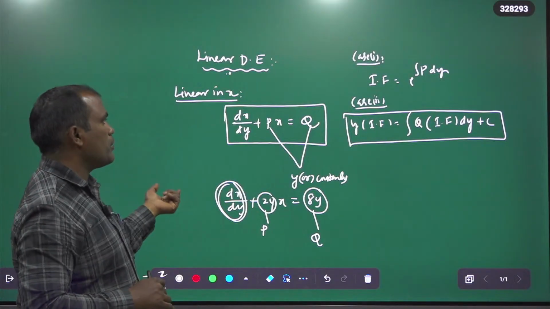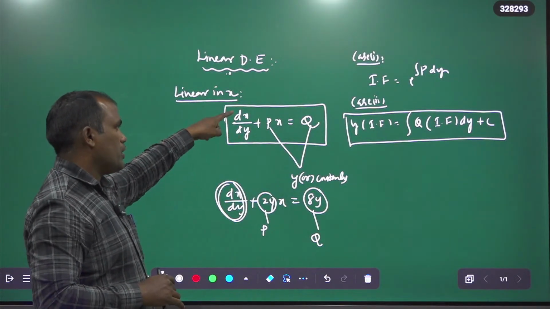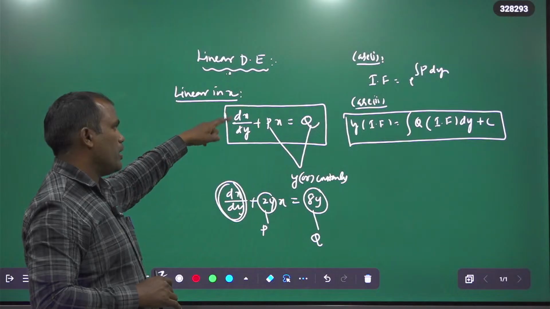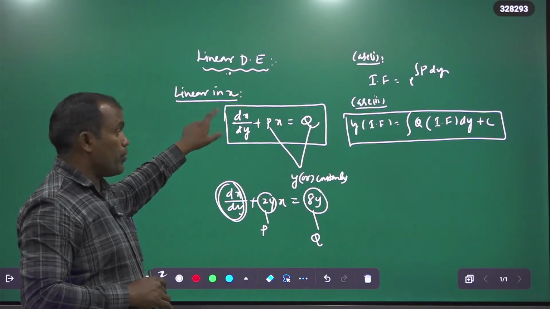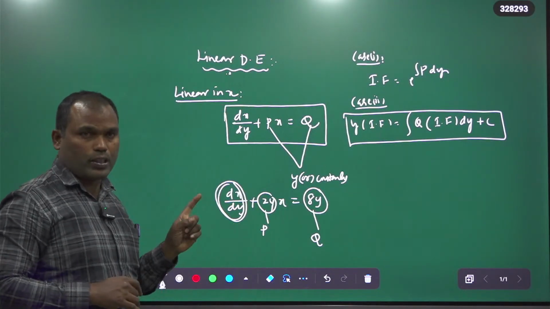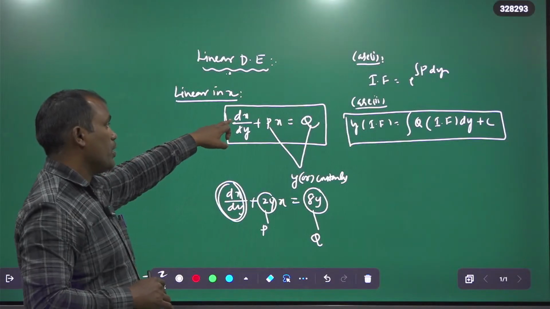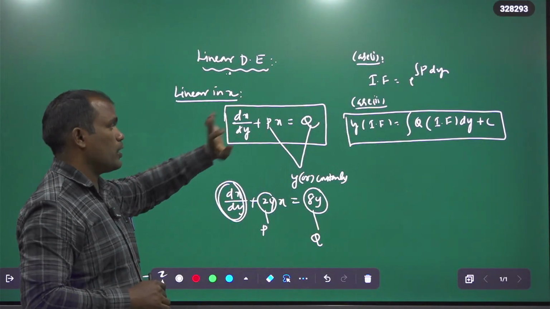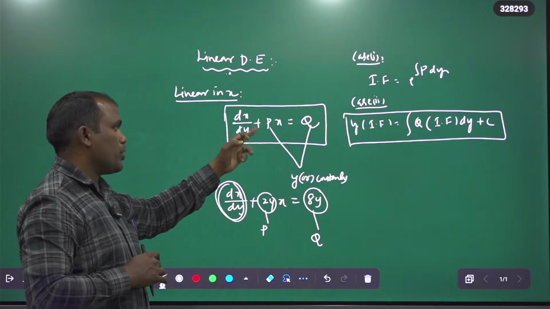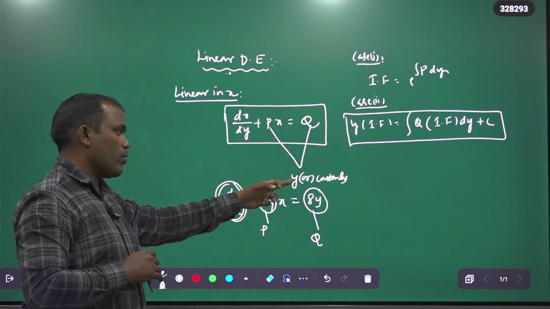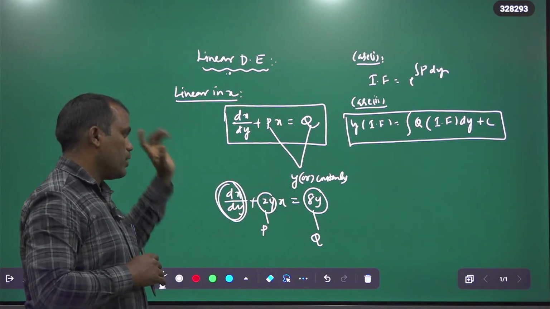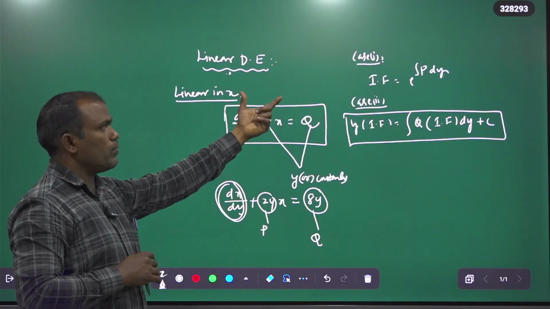And linear in x means what? Whenever it is in the form of a first degree or first order differential equation of the form dx by dy plus px is equal to q, where p and q are functions of y or constants, that is linear in x. Then example, then working rule.